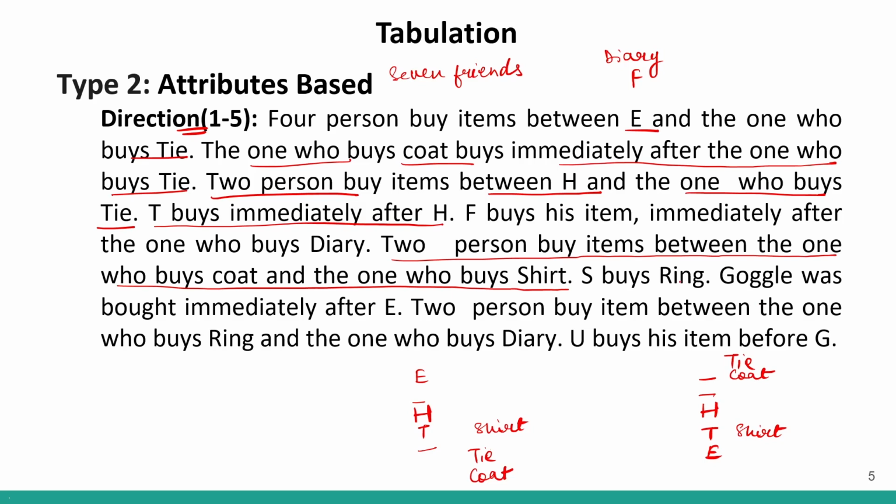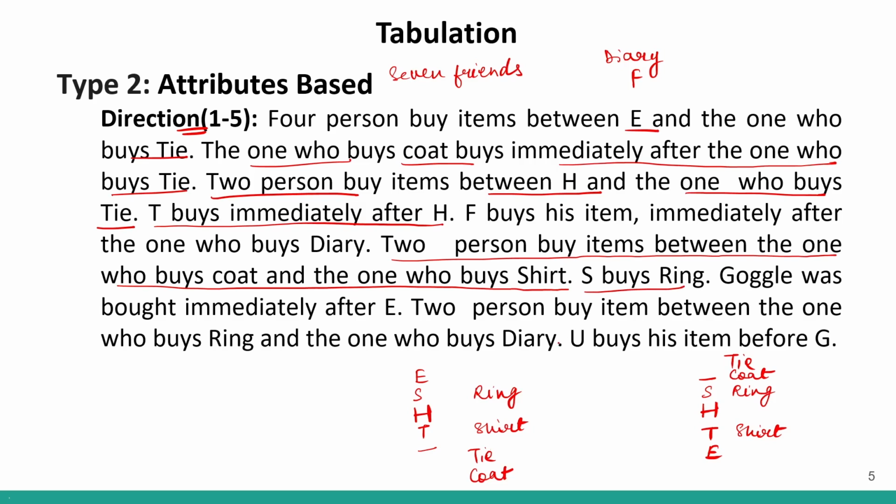S buys ring is given to us. So now I can see this position empty. So maybe I can place S and ring over here. S buys ring can be placed over here. Maybe S buys ring can come above tie also, and S buys ring can come below this also. Over here also I see this empty position. So maybe I can put S buys ring over here.